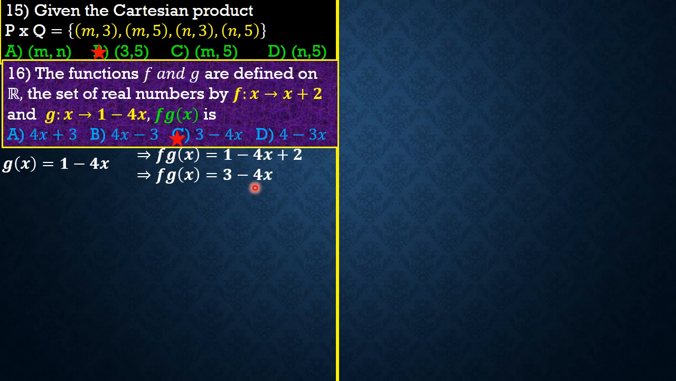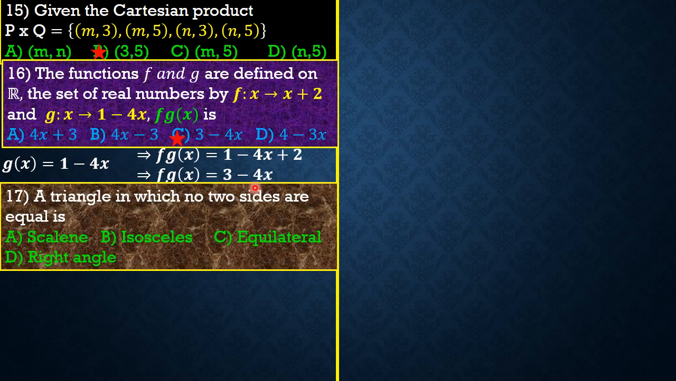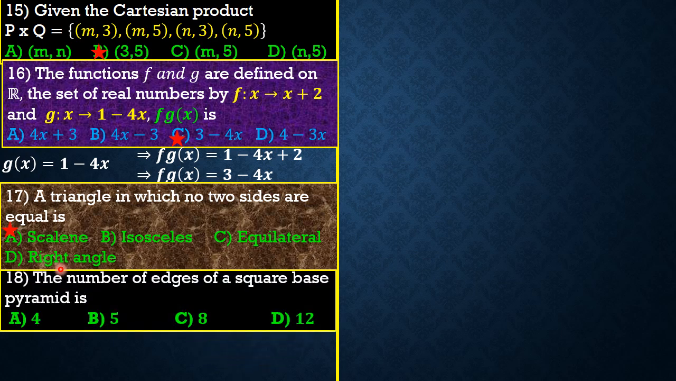Okay. Now, guys, question 17 reads that a triangle in which no sides are equal is, guys, this is a direct question. The answer here has to be option A, guys, a scalene triangle. An isosceles triangle, guys, is simply a triangle in which two sides are the same. An equilateral triangle is a triangle in which all three sides are the same. A right angle triangle, guys, is simply a triangle in which one of its angles is 90 degrees.